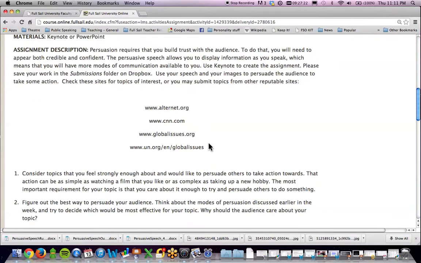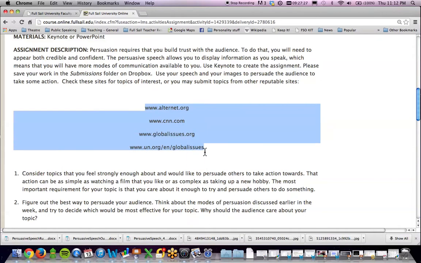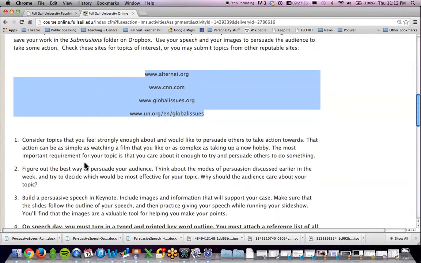If you're having trouble finding a topic, here are some places where you could potentially find some global topics, some current issues, things that you might feel passionate about. I recommend choosing a topic that you feel passionate about because it does you a service, right? If you're already passionate about it, then that's going to come through in your delivery. And so that's really going to help you. Also, if you're passionate about something, you might already have some previous knowledge.